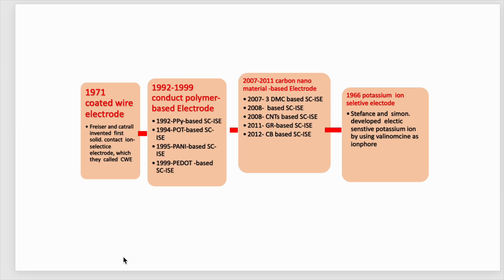a little bit of improvement. However, a breakthrough in the field came in 1971 when Freiser and Cattrall invented the fast solid contact ion selective electrode, which they called the coated wire electrode. It was the first ion selective electrode in which there was no internal solution.